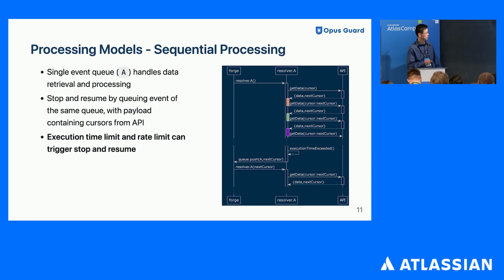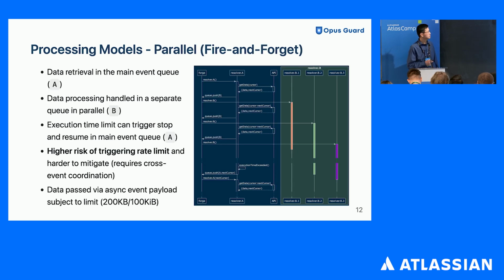And again, you want to look for the execution time limit and rate limit if you need to stop and resume. Next is a more complex model that potentially could give you the benefit of achieving higher throughput, but it also comes with some pros and cons. This is a model where it's all the same, other than the processing being handled as a separate async event.